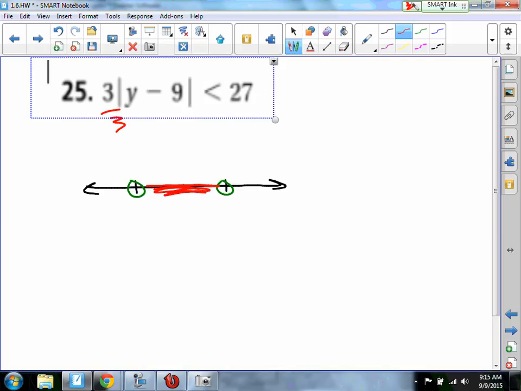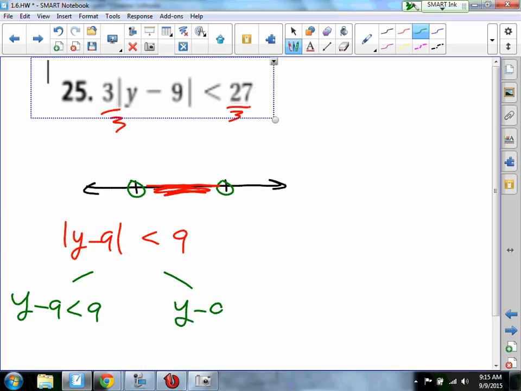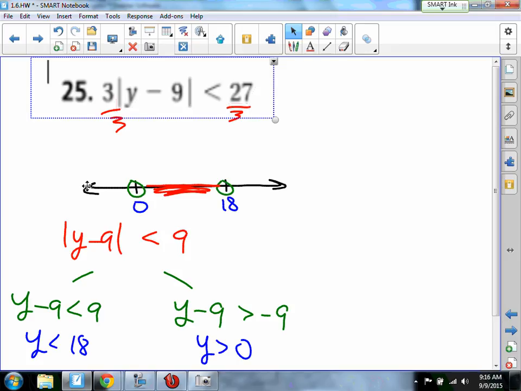So I'm going to divide by 3 before I do anything. The absolute value of y minus 9 is less than 9. So I'm going to set up 2 inequalities. y minus 9 is less than 9. Remember, 2 things change, the sign and the sign. So not less than, but greater than negative 9. So I'll get y is less than 18, so here's 18. And I get y is greater than what? 0. There it is.